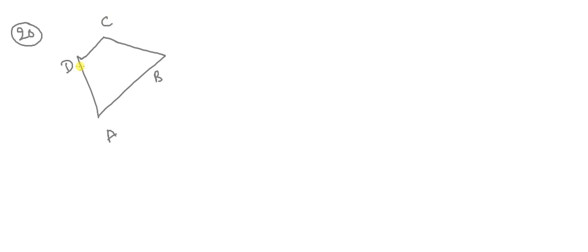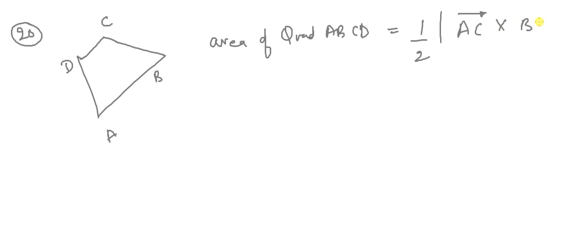Last point of this video says that if you have a quadrilateral, it seems as if it is a trapezium, but I have taken it as a quadrilateral only because a trapezium is a quadrilateral. Area of any quadrilateral ABCD will be equal to half of AC vector cross BD vector. What is AC vector? AC vector cross BD vector, that is multiplication of their diagonals.